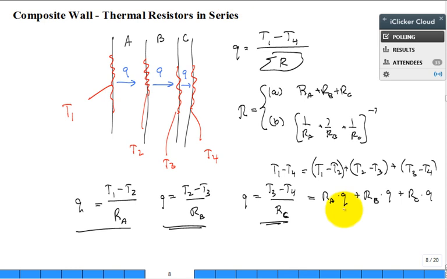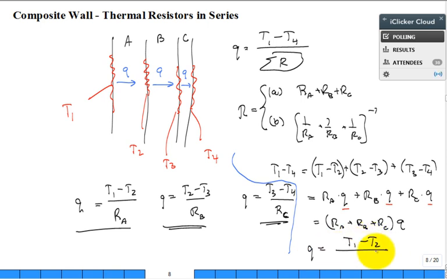Are these three Q's the same? Okay. Could I put this as RA plus RB plus RC all times Q? I know that I've got this equation. It's kind of like this, right? So could I then write Q is equal to T1 minus T4 divided by RA plus RB plus RC? So with that, which one is the right answer? A or B? A. Let's grade it.